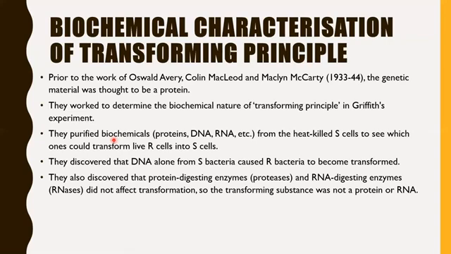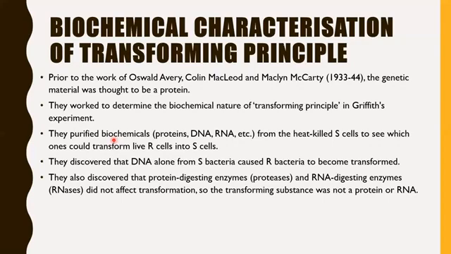In the first step, they removed the proteins by using proteases, but they got S strain cells even in the absence of proteins. In the next step, they used RNA-digesting enzymes called RNases to remove the RNA, but when they mixed the living R strain cells and the chemical components without RNA, they got S strain cells. In another step, they took the mixture of living R cells and the heat-killed S strain cell chemical composition without the DNA.